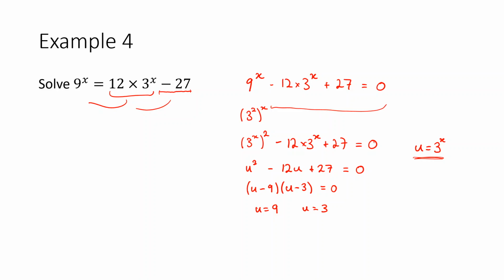Now, we're not trying to solve for u, we're trying to solve for x. So we're going to re-substitute 3 to the power of x for u. You end up getting 3 to the x equals 9 and 3 to the x equals 3. And this becomes pretty easy to solve because we know 3 squared equals 9, so that means x equals 2 for that one. And we also know 3 to the power of 1 equals 3, so that means x equals 1 for that one. So there's two solutions to this problem.